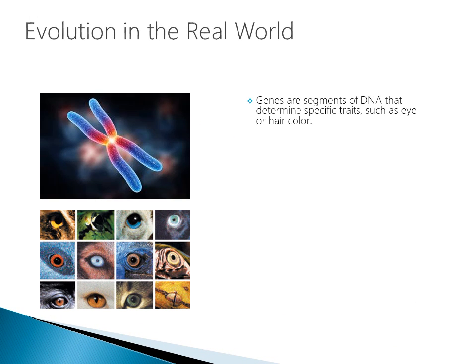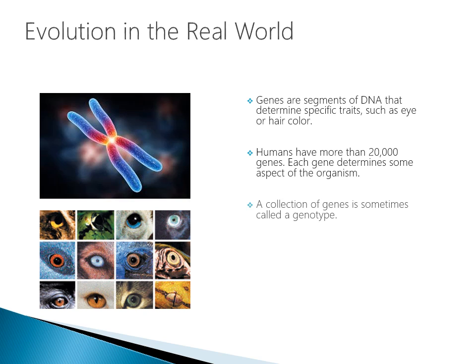Genes are segments of DNA that determine specific traits, such as eye or hair color. Humans have more than 20,000 genes, and each gene determines some aspect of the organism. A collection of genes is sometimes called a genotype, and a collection of aspects, like eye characteristics, is sometimes called a phenotype. So these are just biological terms that are used to describe strands of DNA and how they function in biological processes. But we borrow some of these same ideas in our genetic algorithms as well.